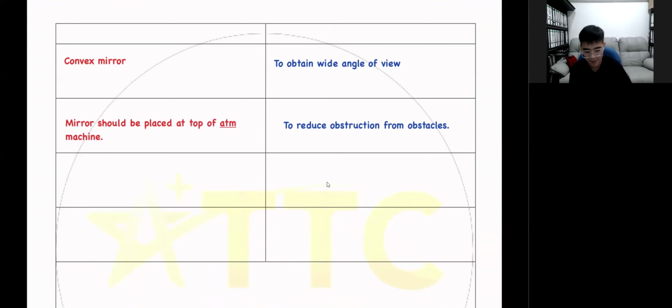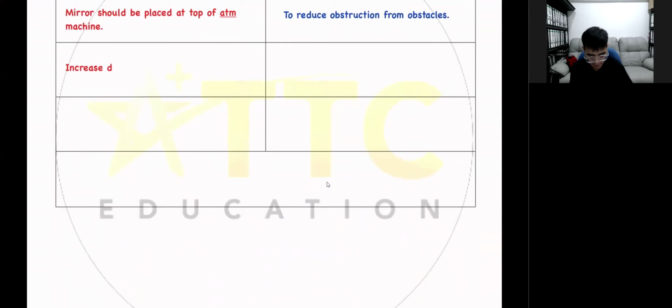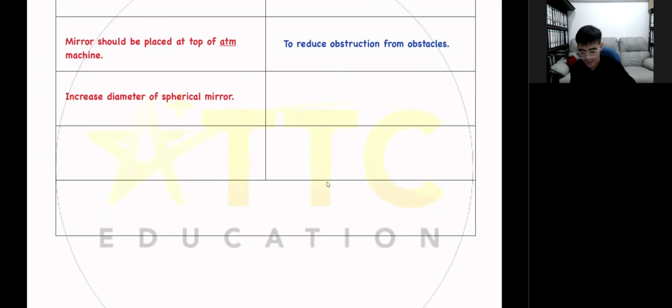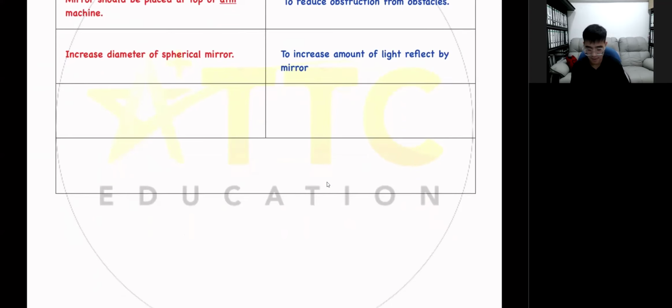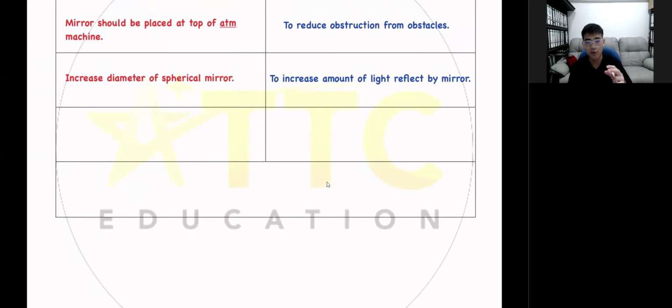We increase the diameter, right? Increase, that means larger diameter. Increase the diameter of the spherical mirror. All right, and we answer, it's because, when the size of the mirror is bigger, it will be able to reflect more light to increase the amount of light reflected by the mirror. And because when you're reflecting more light, it will be able to produce brighter image. Or you can also write a clearer image.